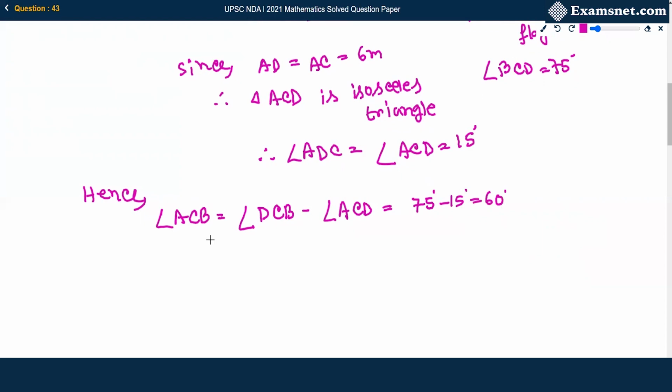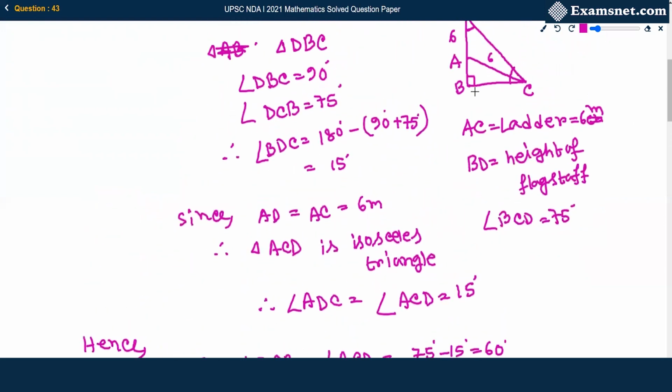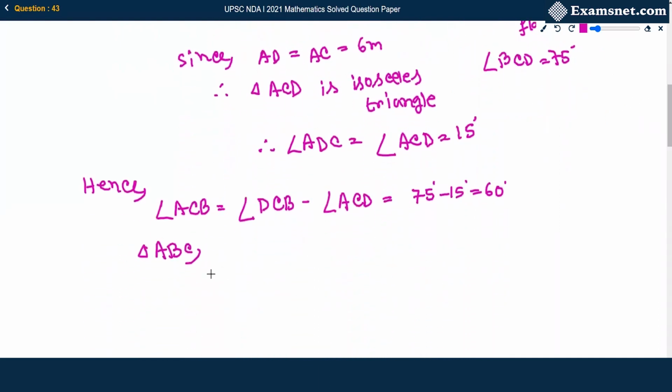Now we will consider triangle ABC. We will only consider triangle ABC. It's a right angle triangle, since angle B is 90 degrees and angle ACB is 60 degrees. So we can easily say that sine 60 degrees equals AB by AC, correct?